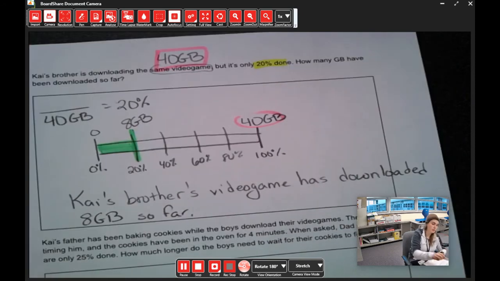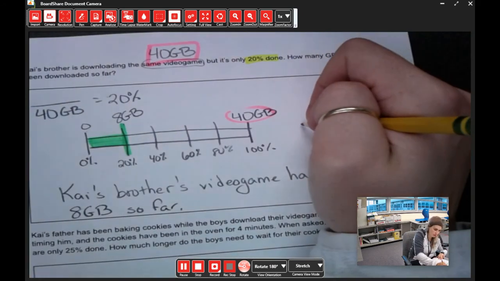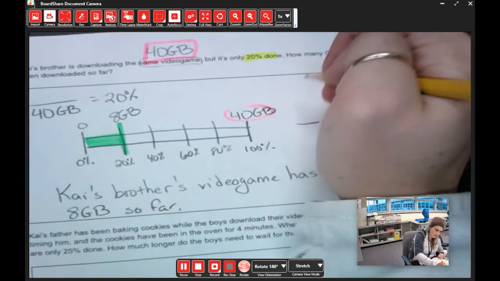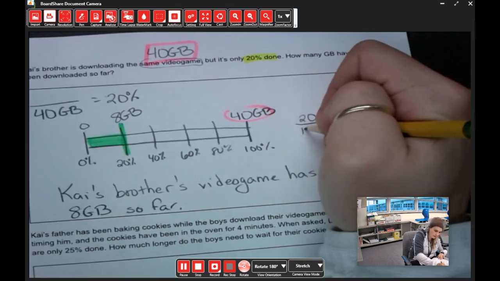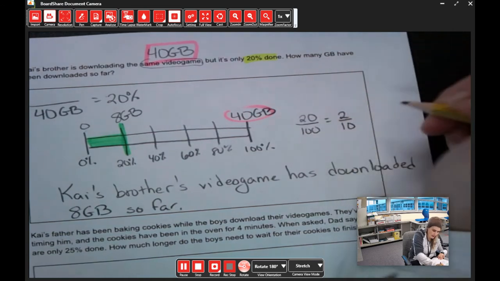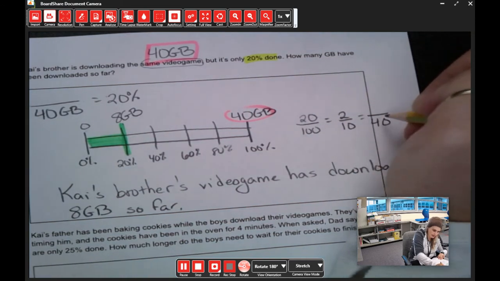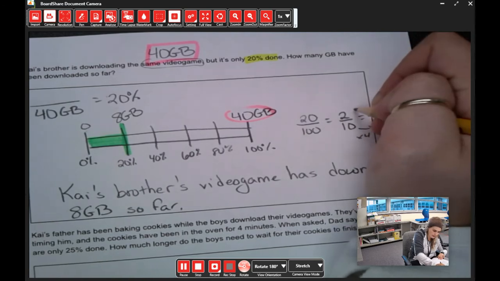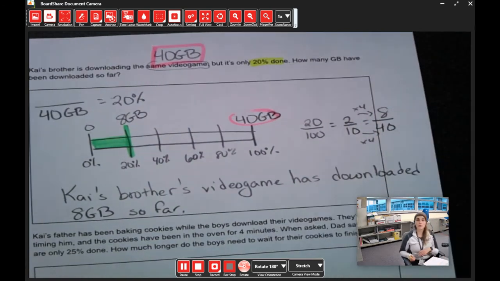And if you did do an equivalent fraction way and you want to just check your work, 20% is 20 out of 100, which can be simplified to 2/10. And then we can bring that up to 40 gigabytes by going times 4, times 4, and getting 8 over 40.